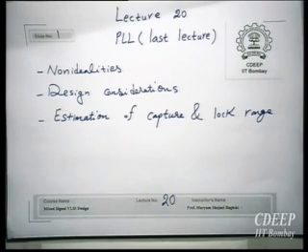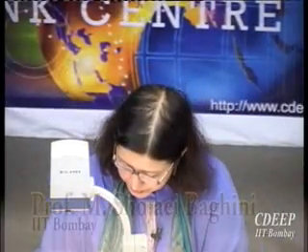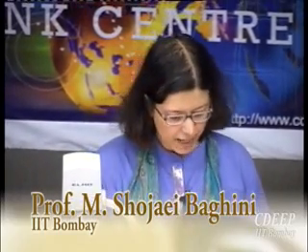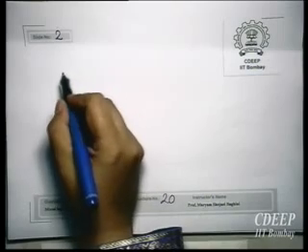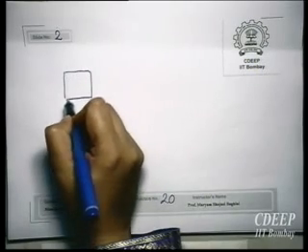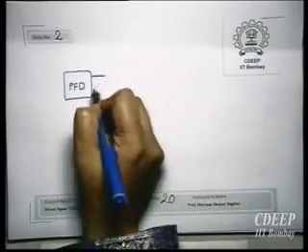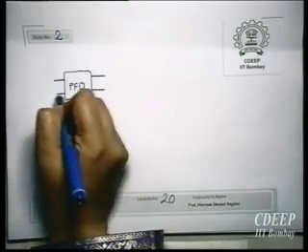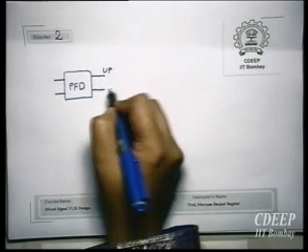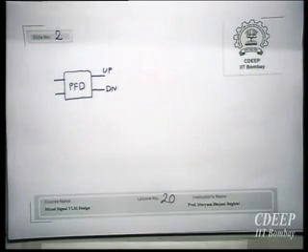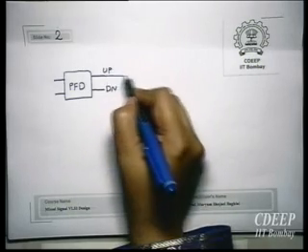So what are different sorts of nonlinearity that we see in PLLs? A few of them I discussed last time intuitively. I repeat it now. First of all, we have this pulse frequency detector. This pulse frequency detector has two outputs, up and down. And this goes to the charge pump.